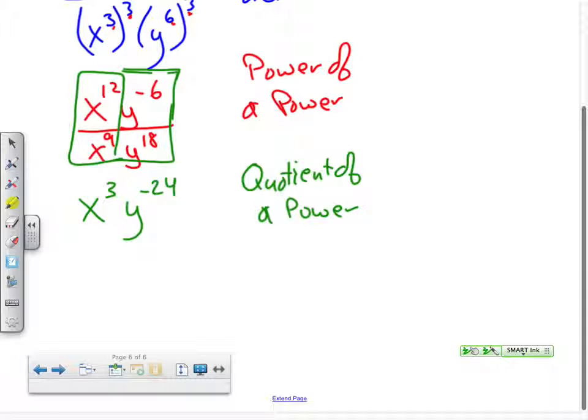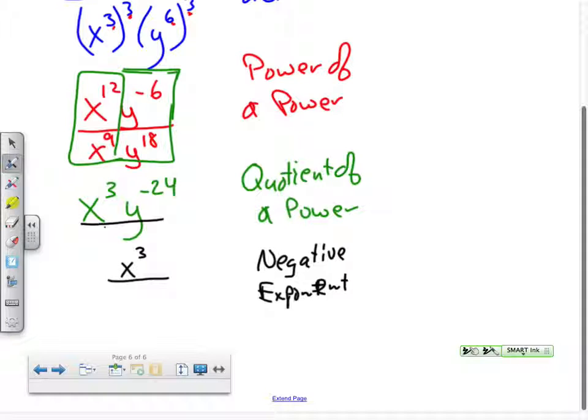Quotient of powers. And then again, we want to deal with the negative exponent. We don't want that negative exponent, so we use the negative exponent property. And we'll bring that to the bottom. There is no bottom right now, so it's assumed to be 1, and so that drops and becomes positive. We got x to the third over y to the 24th.